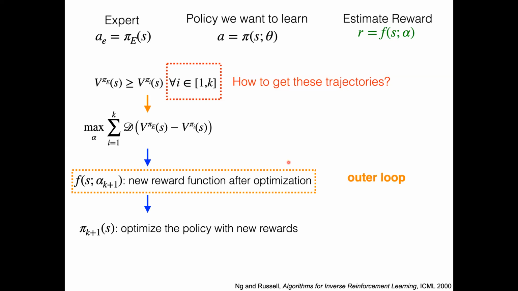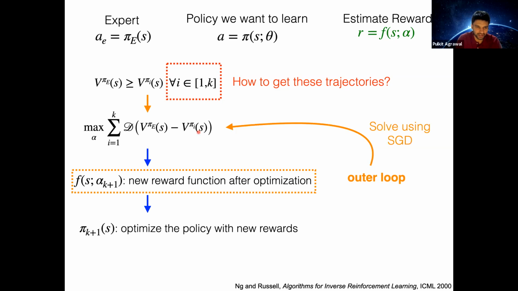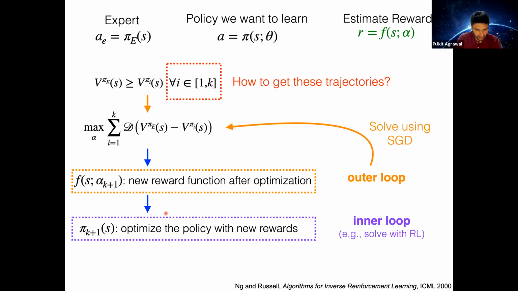So typically, we call this loop of finding the reward functions the outer loop, right? And we can solve this using SGD. And when we use the reward function to optimize the policy, this is typically called the inner loop, and we can solve this with RL.